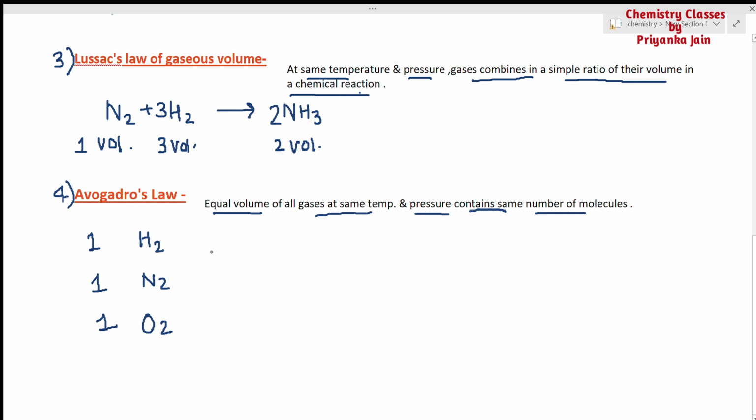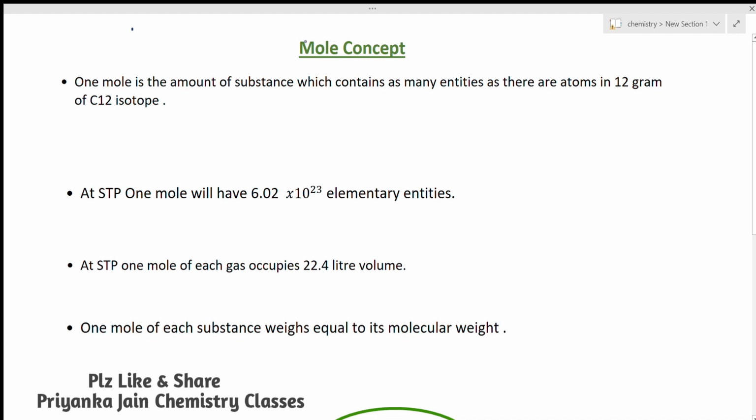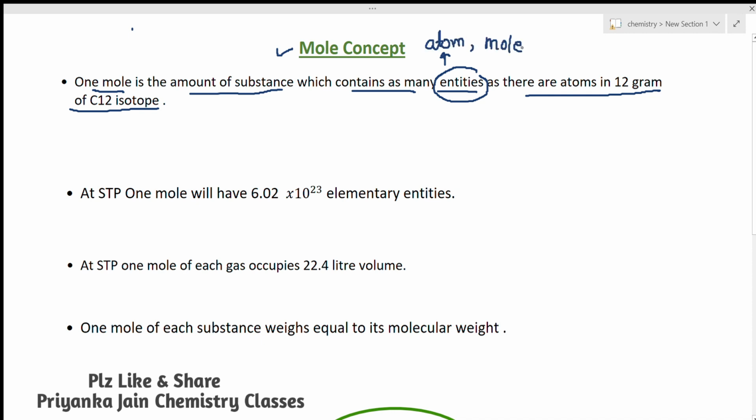Now we come to our main topic, that is the mole concept. What is the mole concept? According to IUPAC, the definition of a mole is that 1 mole is the amount of substance which contains as many entities as there are atoms in 12 grams of the C12 isotope. What is the meaning of entity? Entity means there may be any particle. This particle may be an atom, a molecule, or an ion. Any type of particle, we have to count their numbers, right?